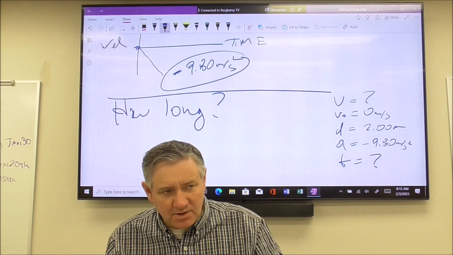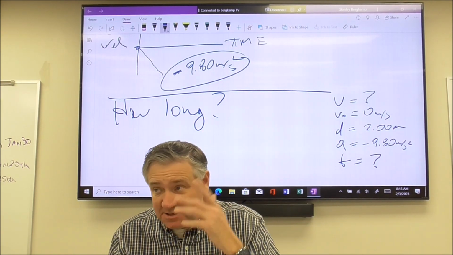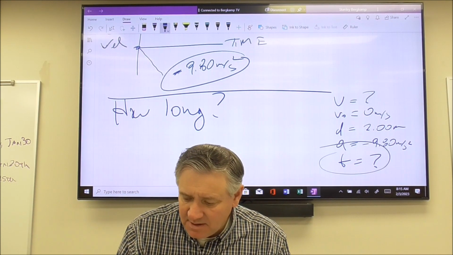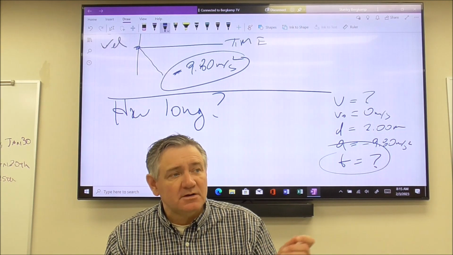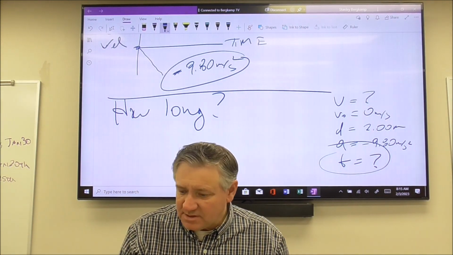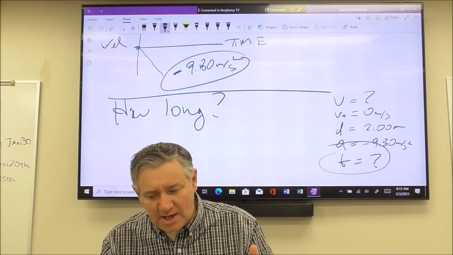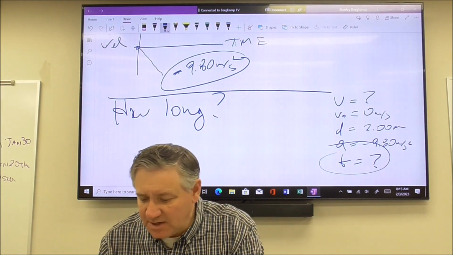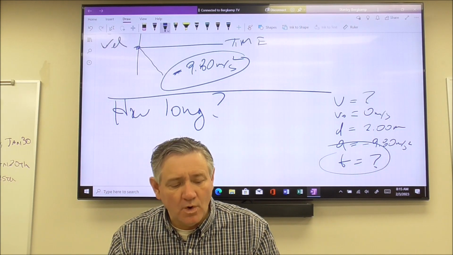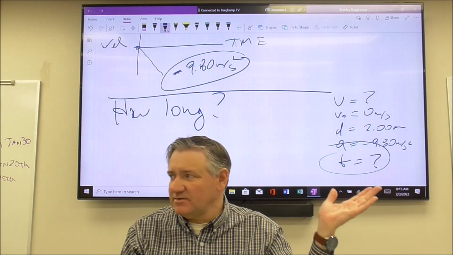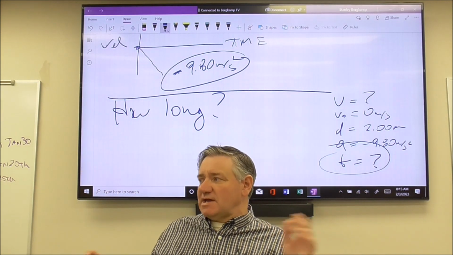So, I don't know my final velocity. I know my initial velocity is 0. I know how far it's going to fall. I know my acceleration, and I need to find time. So, look at your 4 options. What equation is going to allow you to find the time? Right away, since I'm trying to find time, would I want to use that equation? No, because it doesn't involve time. So right away, that equation is out.